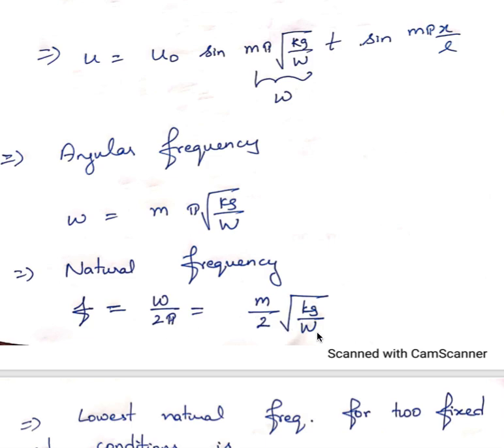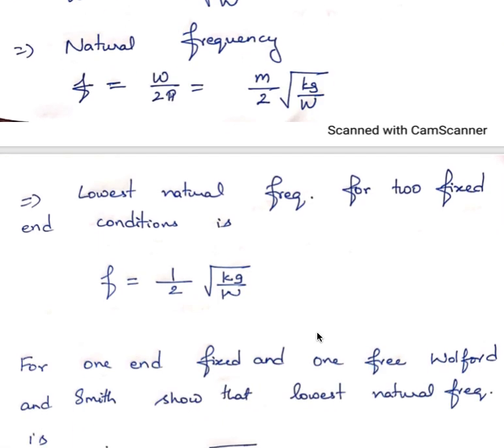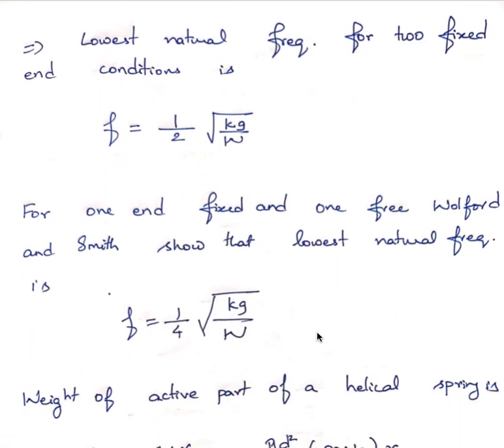Now the fundamental frequency, which is the lowest frequency for two fixed end conditions, can be obtained by taking m equals 1, or f equals 1 by 2 into square root of kg by w. So this is the relation that you need to remember whenever you're dealing with two fixed end conditions for the spring. Now if one end is fixed and the other is free, then the fundamental frequency is half of what you get for two fixed end conditions.